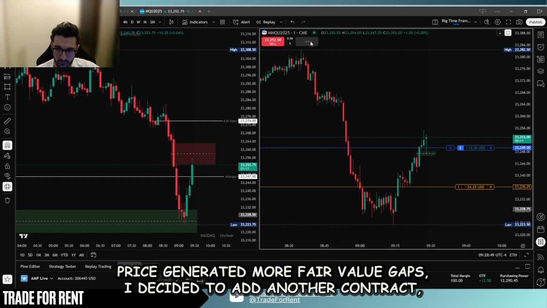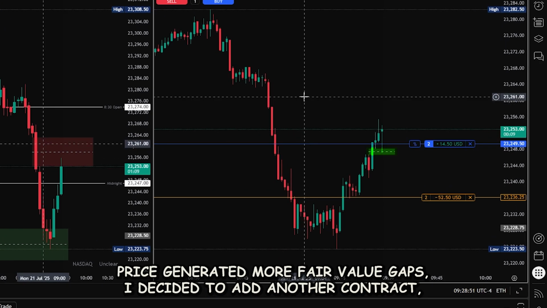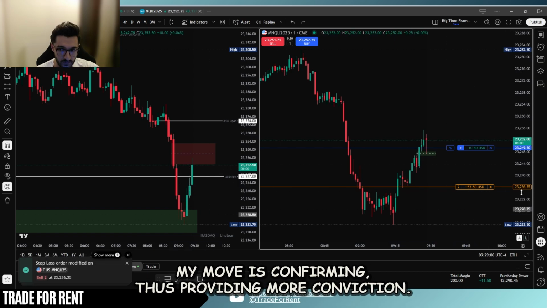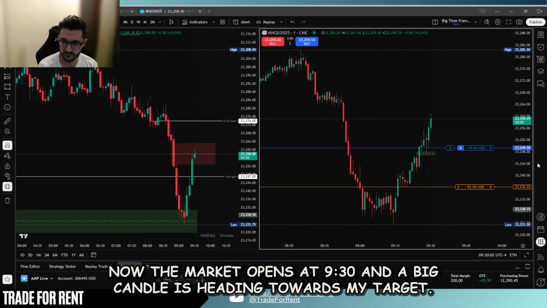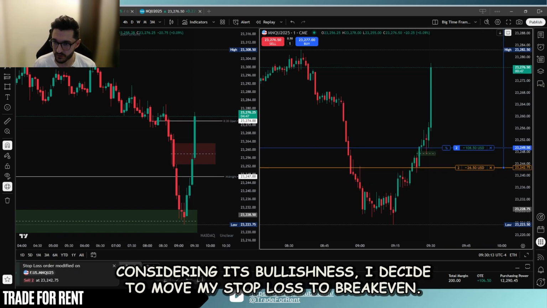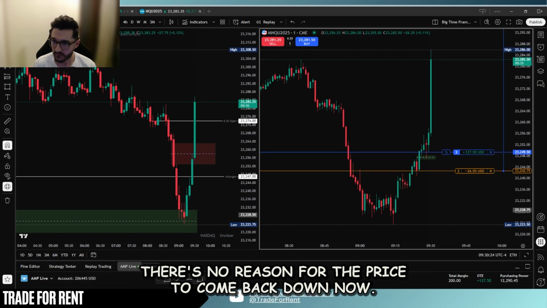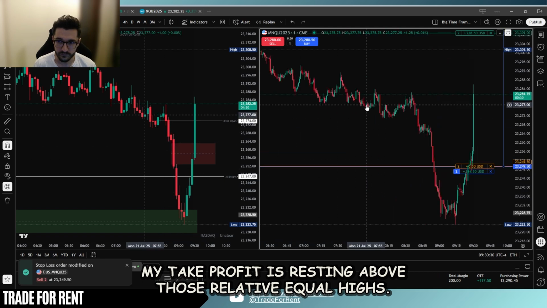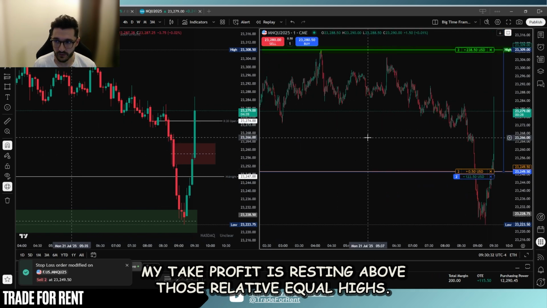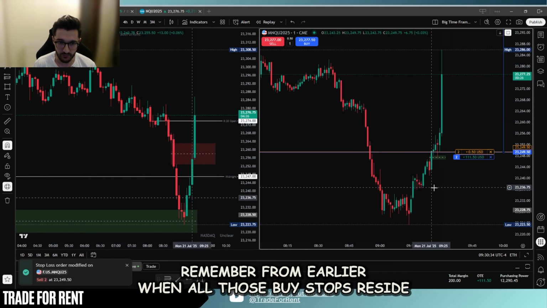After the price generated more fair value gaps, I decided to add another contract. My move is confirming, thus providing more conviction. Now the market opens at 9:30 and a big candle is heading towards my target. Considering its bullishness, I decide to move my stop loss to break even. There's no reason for the price to come back down. Now it's a free trade. My take profit is resting above those relative equal highs, remember from earlier, where all those buy stops reside.